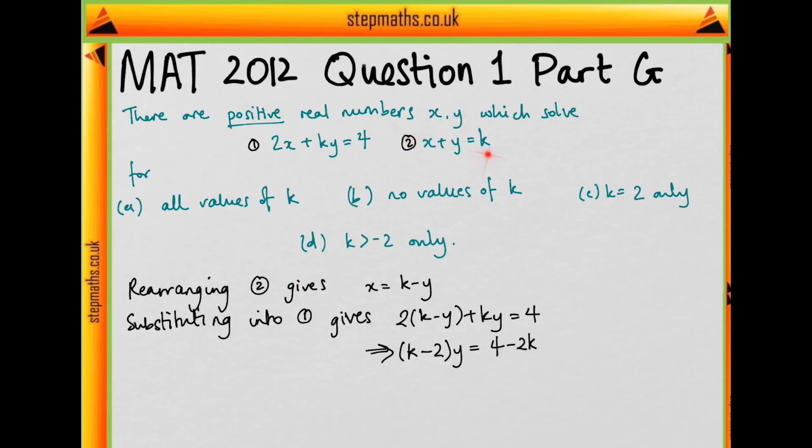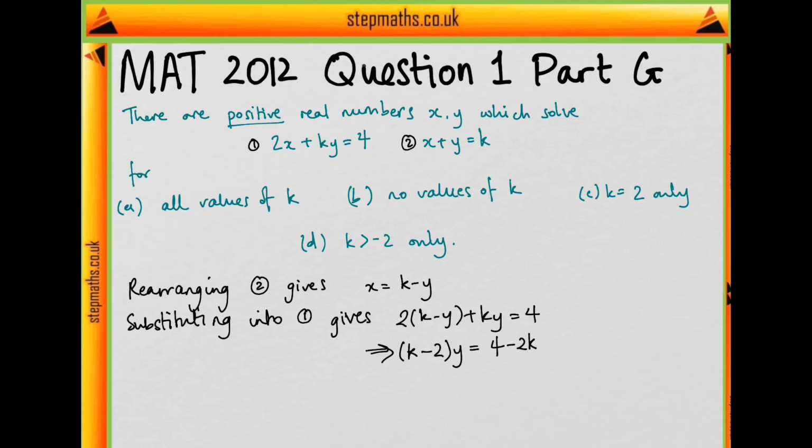So if I take 2 and I rearrange to get x, then we have x is equal to k minus y. And then if I substitute this into equation 1, then this is what I get. And if I just rearrange this, so we've got ky and then minus 2y from here, and if I took the 2k from this over to the right hand side to give us this.